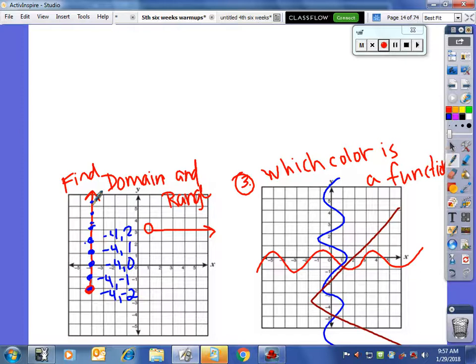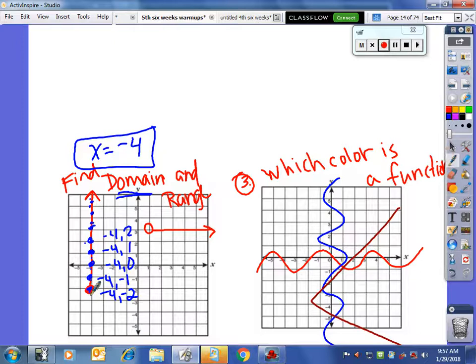Even if I landed in between here, that x value would still be negative 4. So I start to notice a pattern. What's the same on every single place I land? In the what position? X. There's a negative 4 in every single x position. So what's the domain of this thing? Yeah, the only x value you're ever going to find on that whole picture is negative 4. It's never going to change. No matter where you land on that line segment, the x value is negative 4.